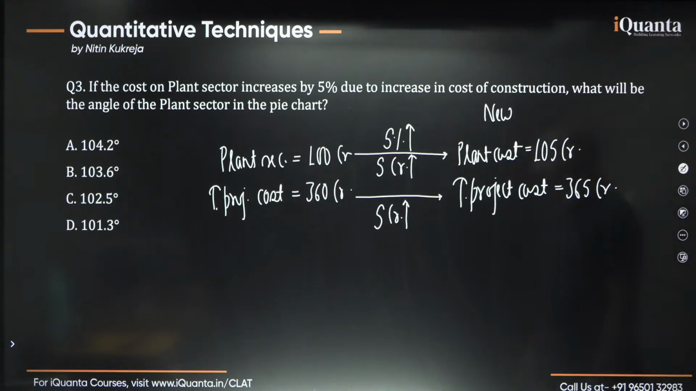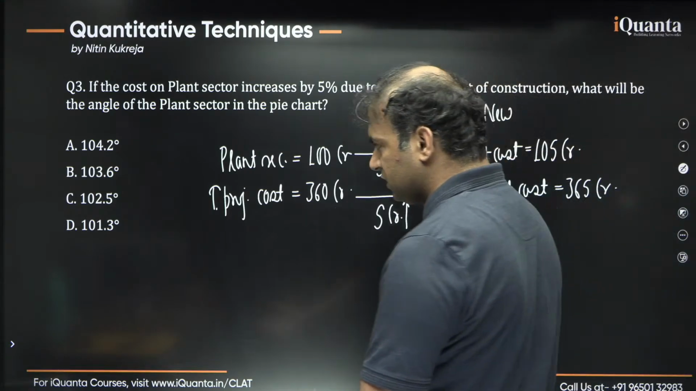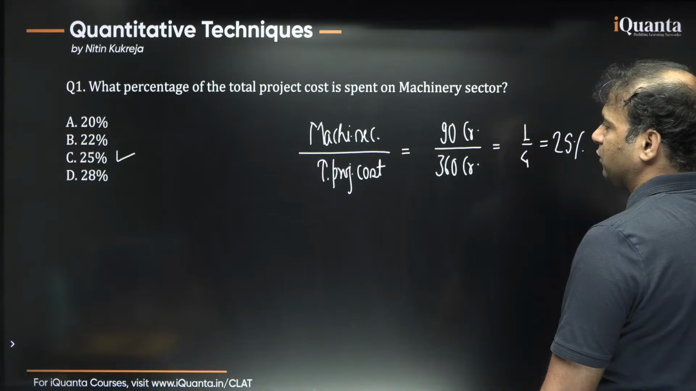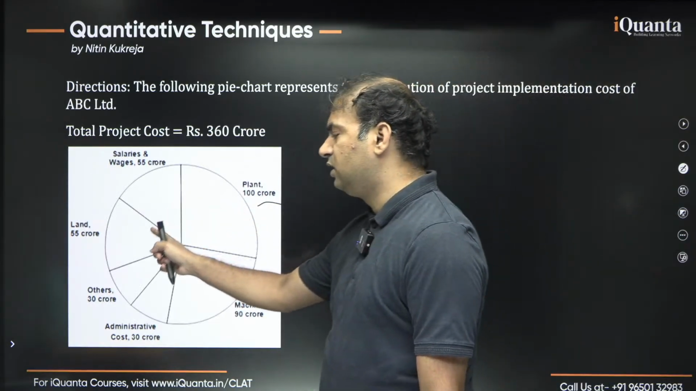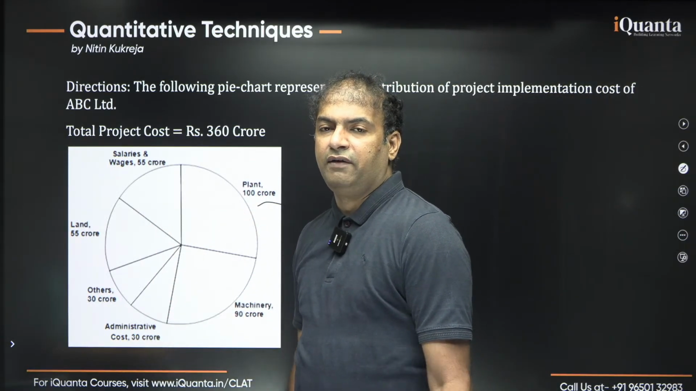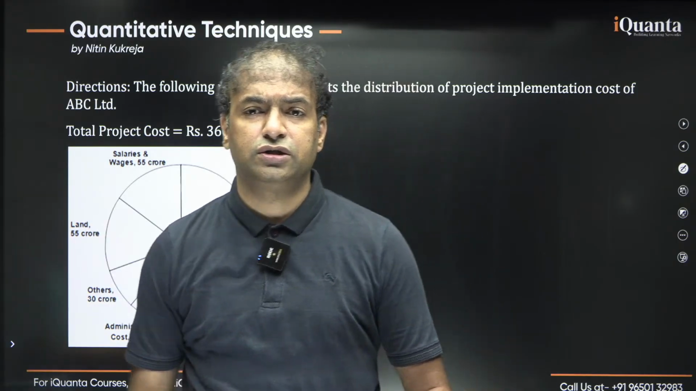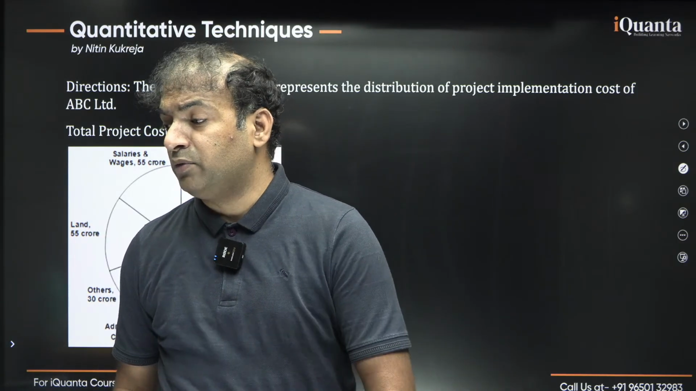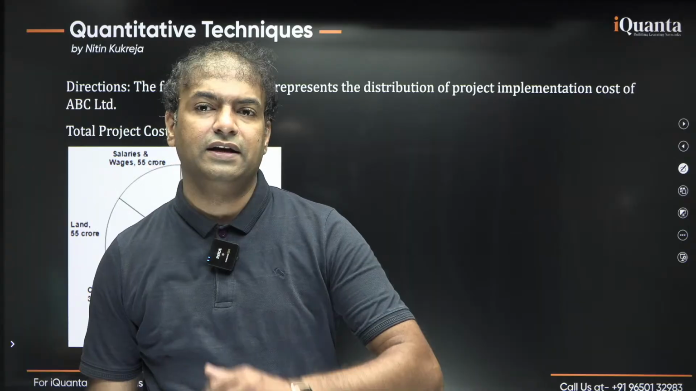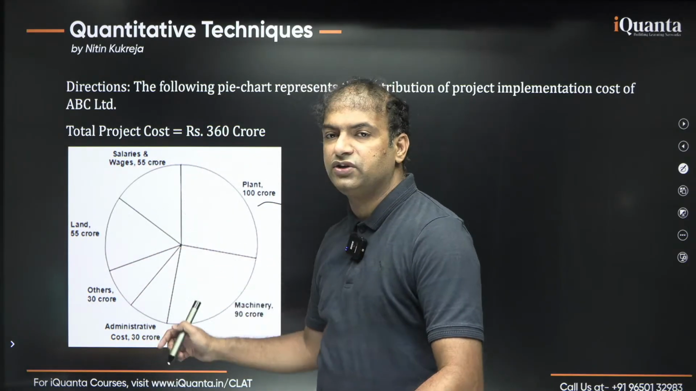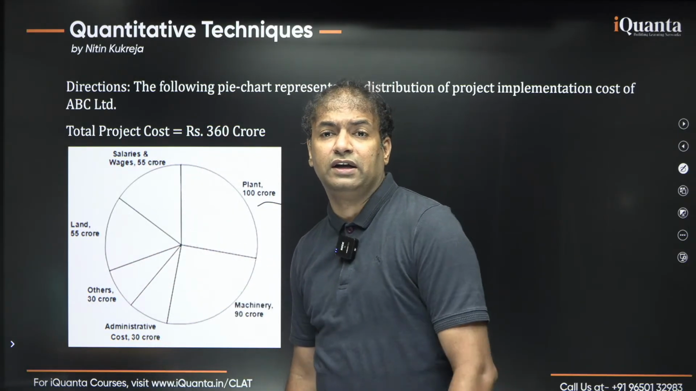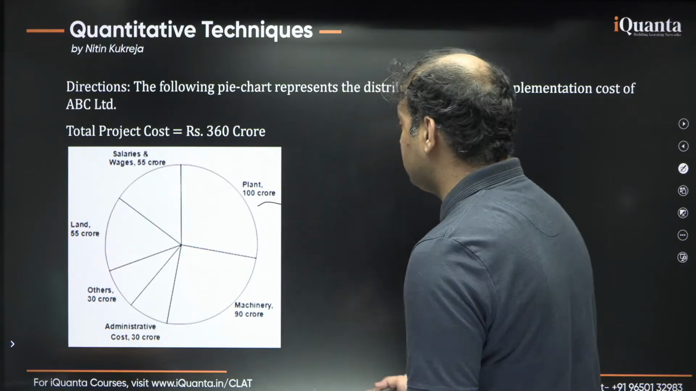So basically, guys, as I told you a few minutes back, the angle of all the sectors is how much? 360, right? And if we have to find the percentage share, we always say that the sum of all the percentages is 100, right? The sum of all the percentage share is 100. Similarly, the sum of all the angles is 360, all right? So this is how you can do that.